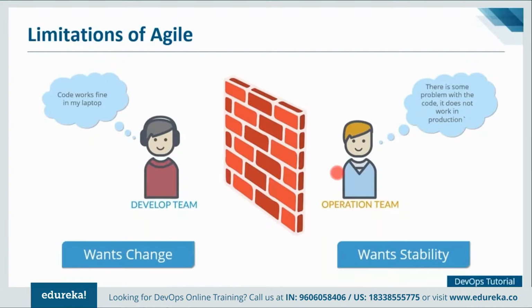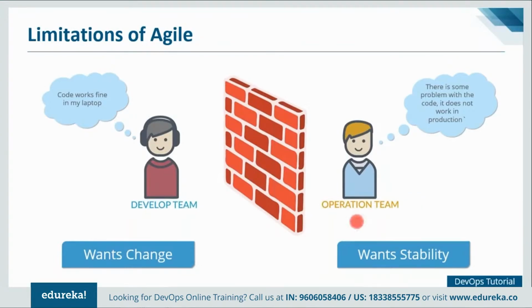And there's a very common conflict, and a lot of you can relate to it: the code works fine on the developer's laptop, but when it reaches production, there is some bug in the application, or it does not work in production at all. This is because of some inconsistency in the computing environment, due to which the operations team and the dev team used to fight a lot. There were a lot of conflicts, guys, at that time.